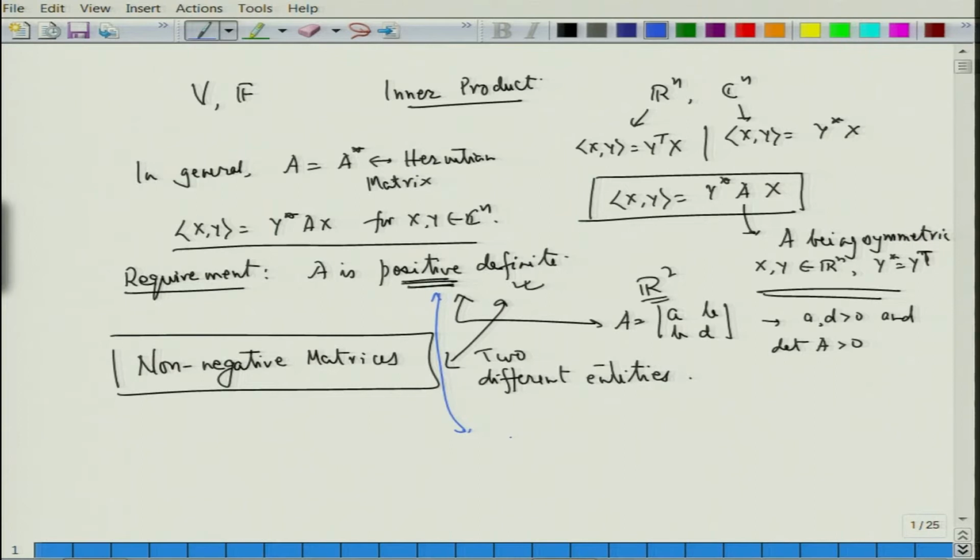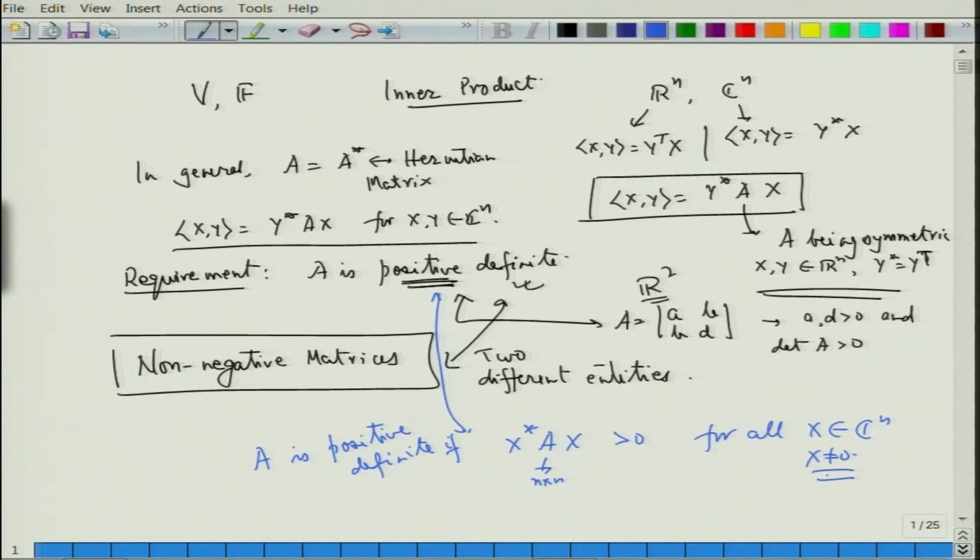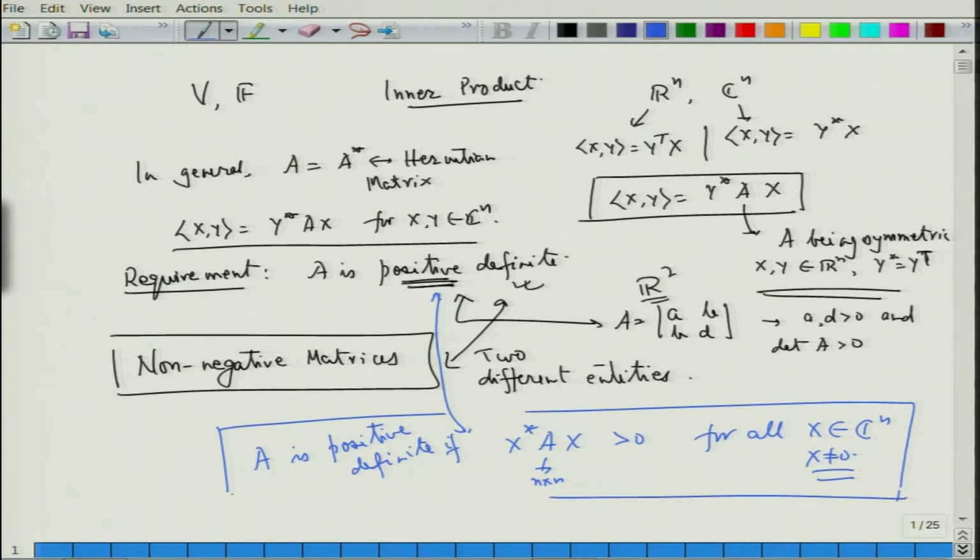just like the definition of inner product, that x star Ax should be greater than 0 for all x belonging to Cn, all right. A is n cross n. Then I say that A is positive definite, if this holds for all x not equal to 0, and if x is 0 then anyway it is 0 as such. So this is a requirement for you.